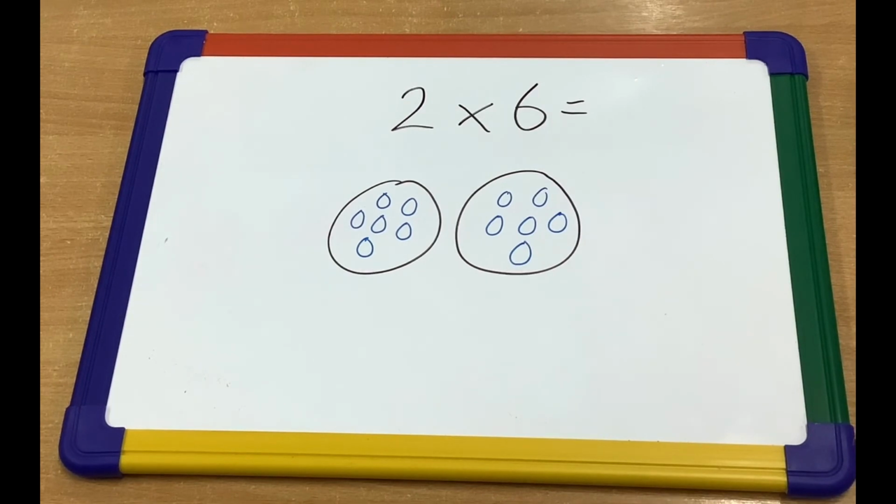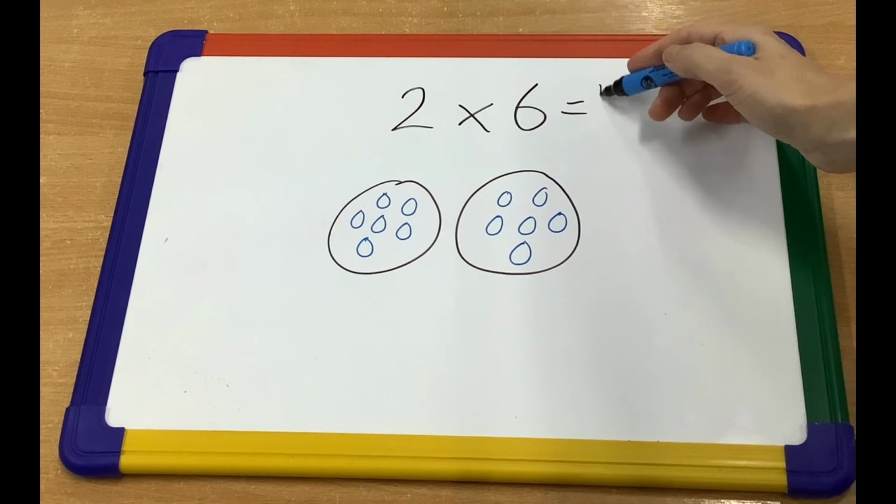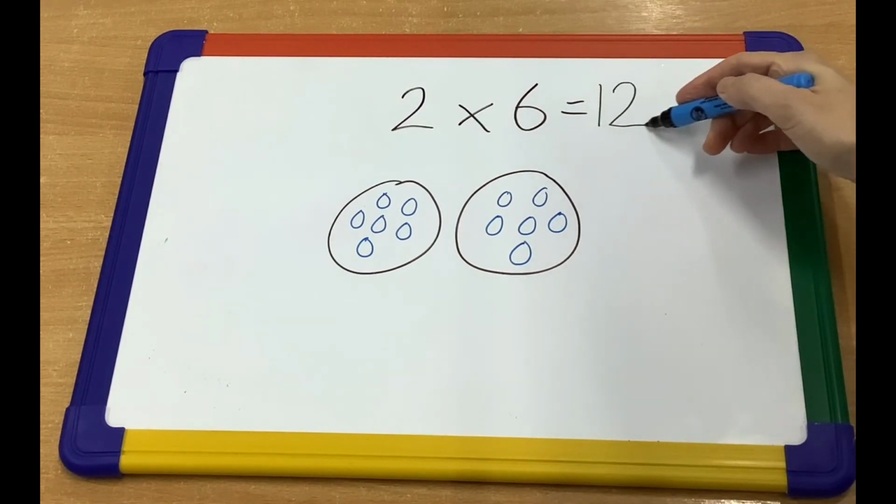And last of all, I've got 2 times 6, which is 2 sets with 6 in each. So you can just draw circles or triangles. You don't have to do anything fancy. You can do them in different colours if you want. So 2 sets of 6 is a 6 and a 6, which if we counted them all makes 12.